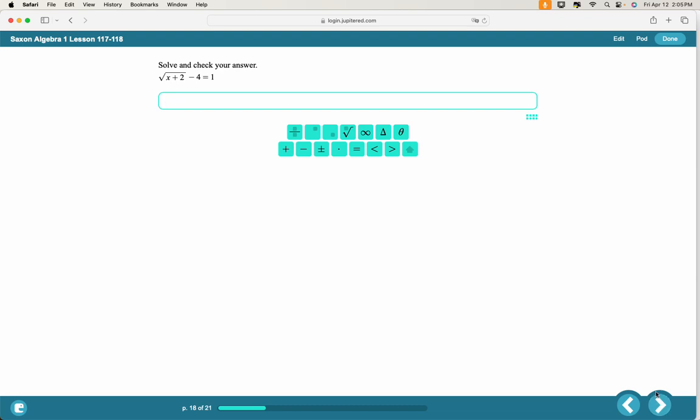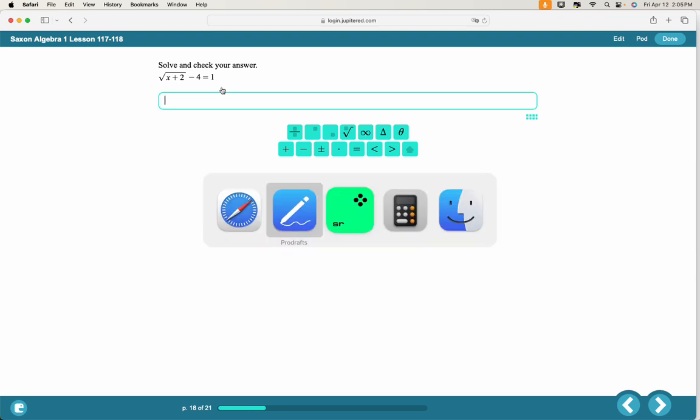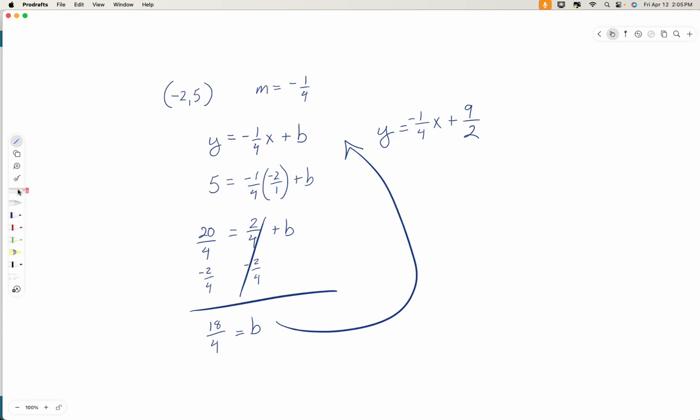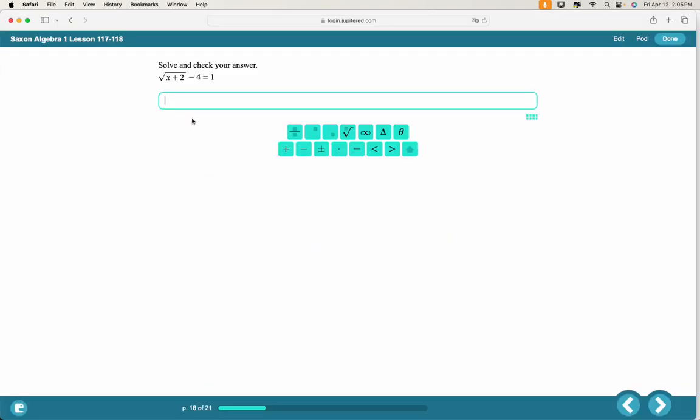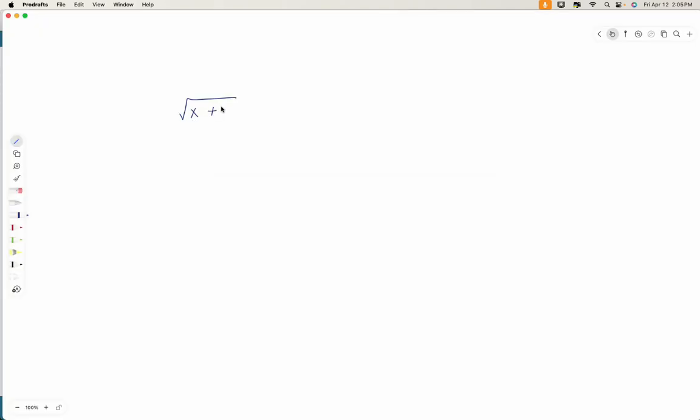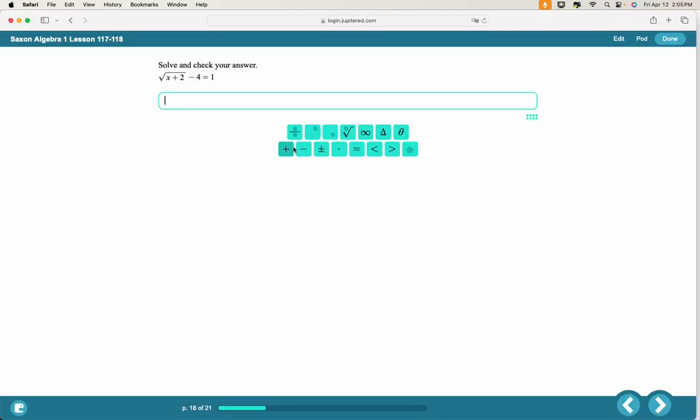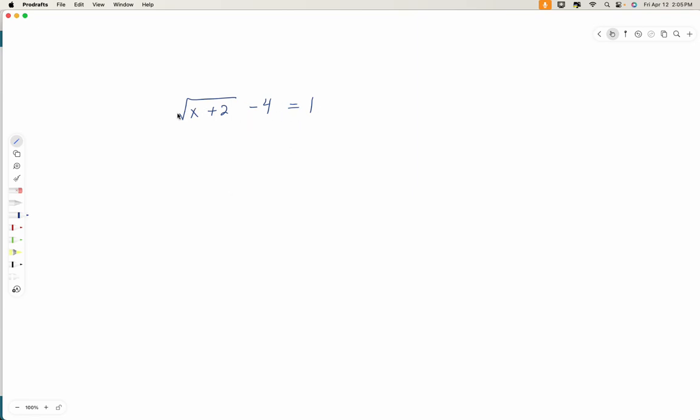All right, so let's solve this one. This is pretty straightforward. You just have to think it through. All right, the square root of x plus 2, minus 4 is equal to 1. Let me double check. Yes, all right, so that's correct.